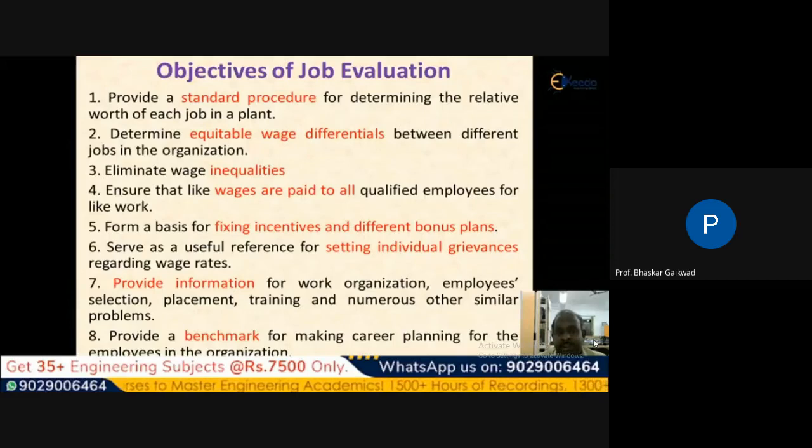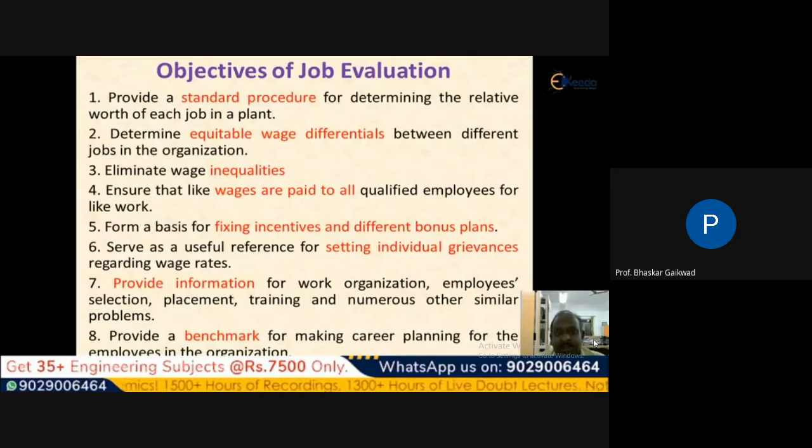Next, it determines equitable wage differentials between the jobs. Once I know the worth of a job, I pay the labor an equal salary. So job-equivalent wages can be determined on the basis of job evaluation. It can eliminate wage inequalities. It means that since you know the worth of the job, I give payment according to that worth, so there is no inequality between the labor, because they know the worth of the job. So it eliminates wage inequalities.